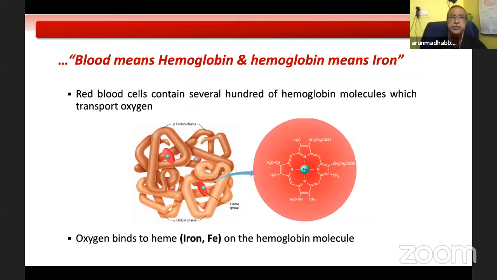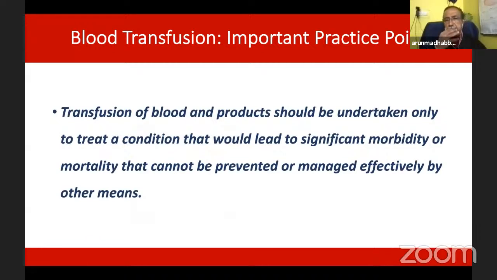We know blood usually means hemoglobin, and hemoglobin means iron. Red blood cells contain several hundreds of hemoglobin molecules which transport oxygen. The basic science knowledge we all appreciate is we need oxygen, we need water, and we need energy to survive. The oxygen binds to the heme molecule of the hemoglobin, and that's how it is transferred from one place to the other.